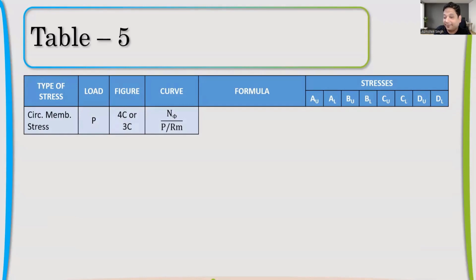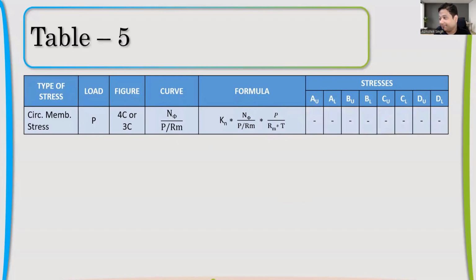Curve N-phi P by Rm, that is the value of that constant, and this is the formula. The value written under the curve we get from the curve. So we have this value. If we multiply with Pm divided by Rm into T, we will get the value. Now that will be positive or negative. You don't have to worry because the signs are already given by WRC. Just calculate this value and put it against the sign.